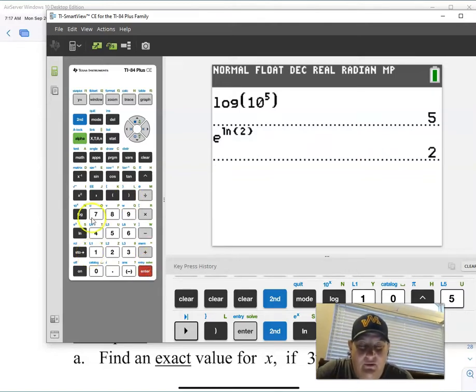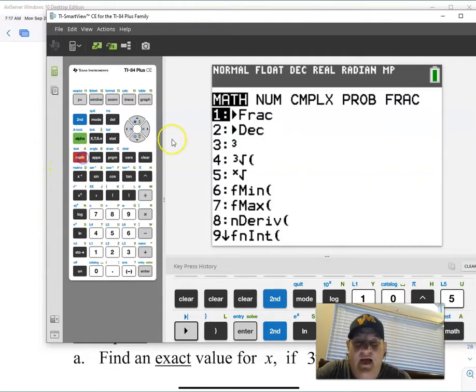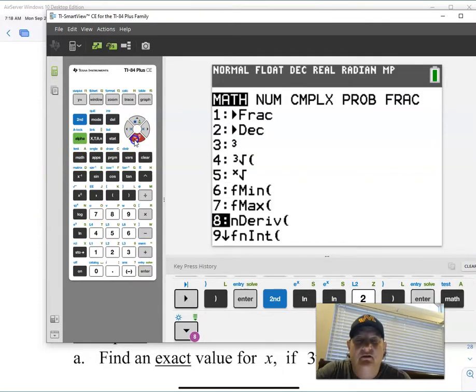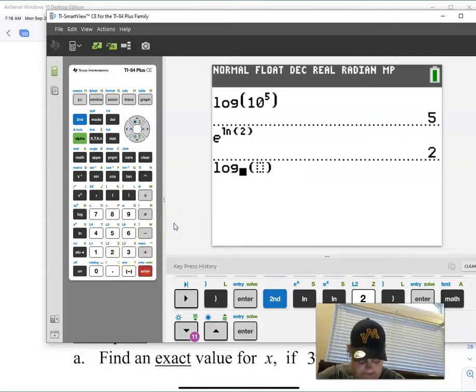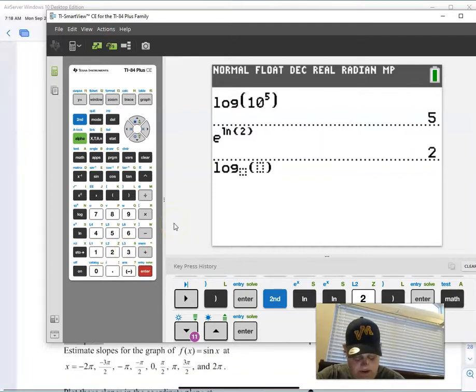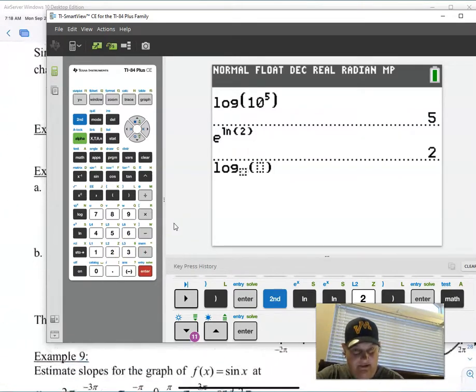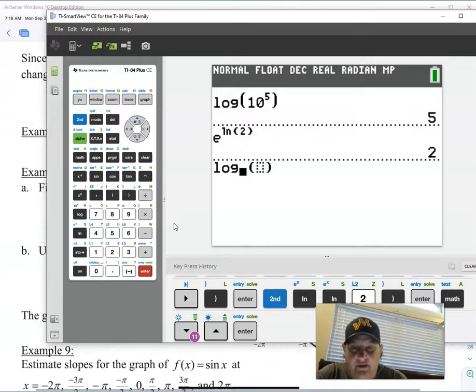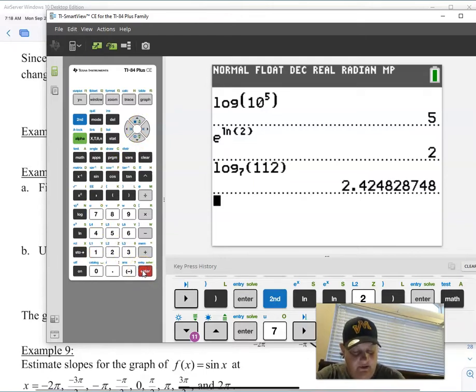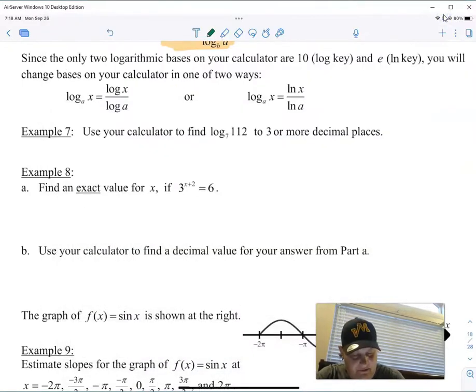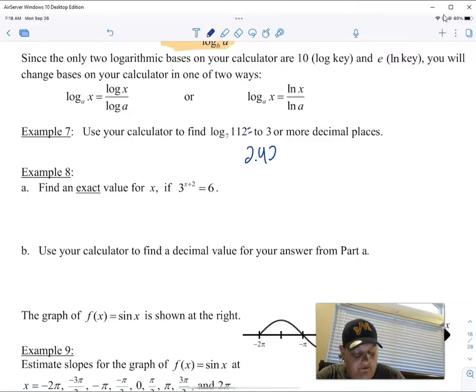Now, your calculator will actually do other bases. It's under math, and if you scroll down, it says log base. Old calculators cannot do this. So, for example, on example 7, I'll come back up in a minute, but on example 7 where it says, use your calculator to find log base 7 of 112, I don't actually have to do a change of base formula, okay? 2.424. So I can just come right up here and go equals 2.424.